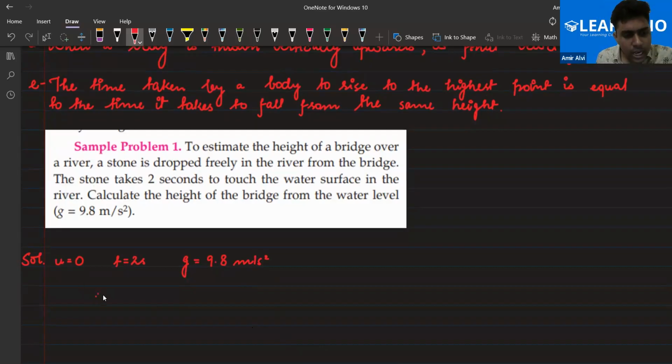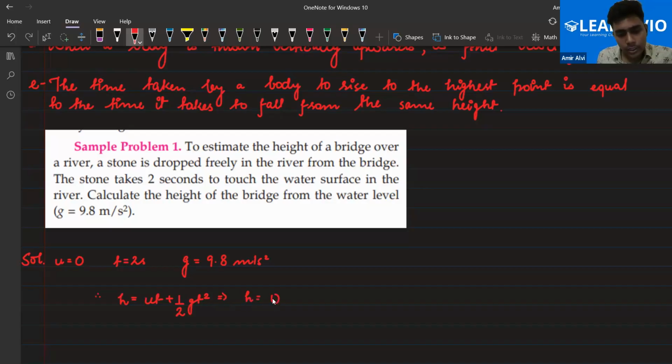As you can see, we need to find the height. So 1, 2, 3 values are given to you. So we can easily use the second equation of motion, that is h is equal to ut plus half gt square. Yes or no, everyone? Yes, sir. In that equation, because we have been given the time, that's why we can use this one. Okay, h we need to calculate.